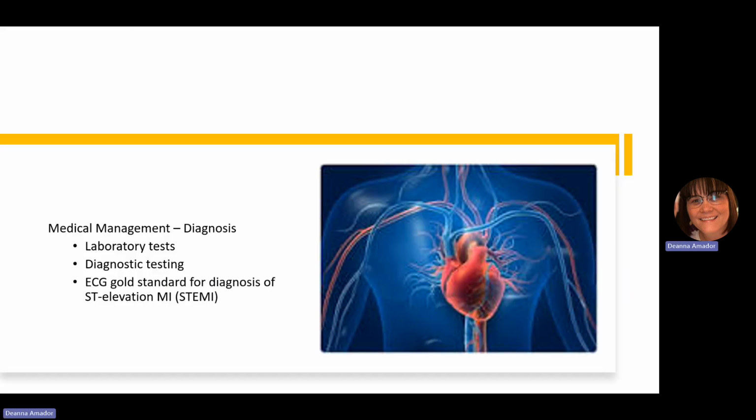Okay, so there are certain laboratory tests and diagnostic testing that we do to diagnose a myocardial infarction. ECG, getting a 12 lead, is the gold standard for diagnosis. So we can look at our actual ST elevation.